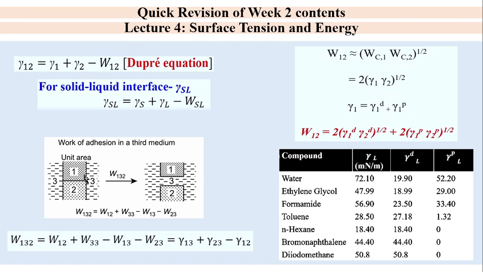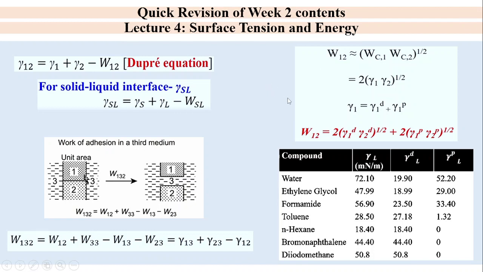Next, we also discussed the work of adhesion in a third medium. So what happens if any two molecules or two objects are placed in a third medium such as water? The work of adhesion can be represented by W132 is equal to W12 plus W33 minus W13 minus W23.